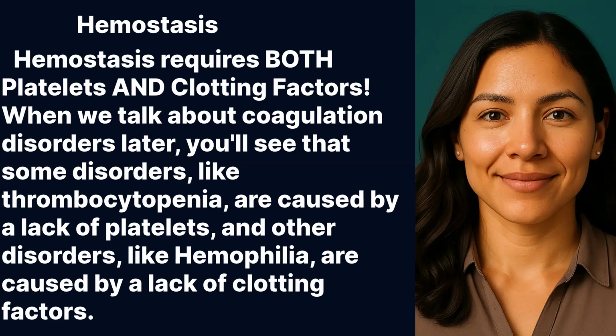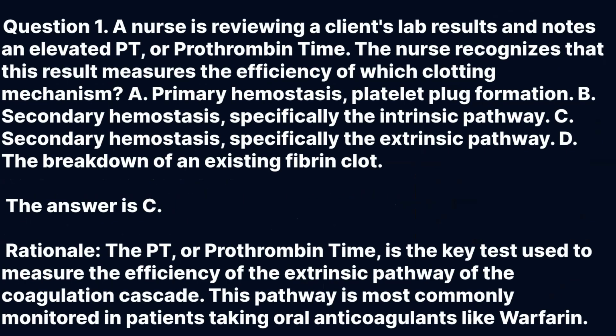You've learned a lot about blood composition and how clotting works behind the scenes. Now let's put that knowledge to the test with 3 NCLEX-style questions. Question 1. A nurse is reviewing a client's lab results and notes an elevated PT or prothrombin time. The nurse recognizes that this result measures the efficiency of which clotting mechanism?